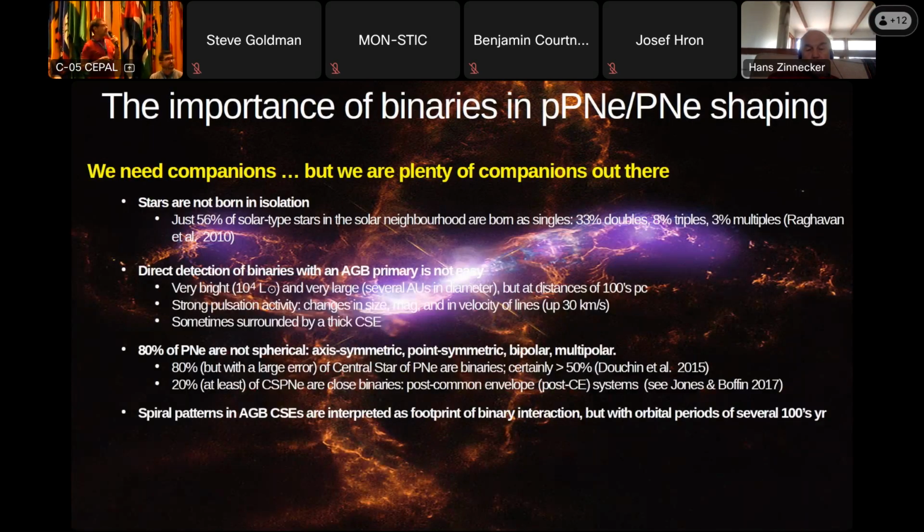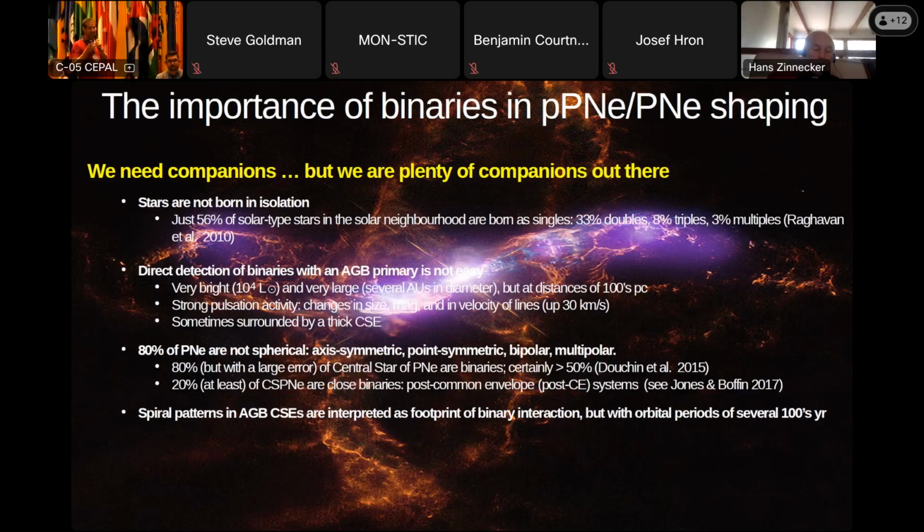So here I will give you some insight into why binary systems are interesting. In our galaxy, only about 50% of the stars are single stars. All the others are binary or triple star or even multiple systems. So this must be reflected also in AGB stars and in planetary nebulae.